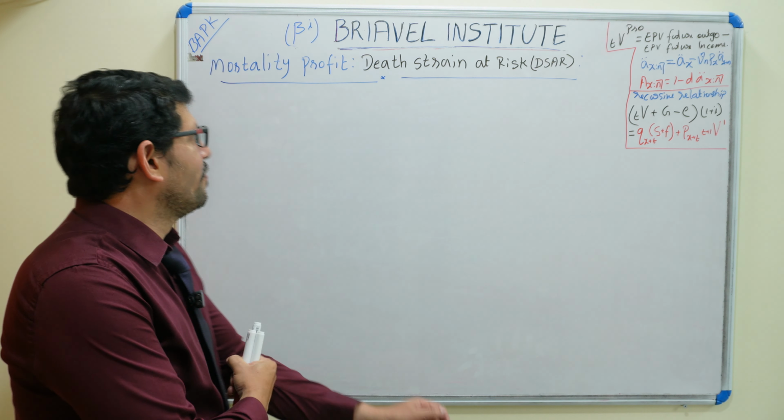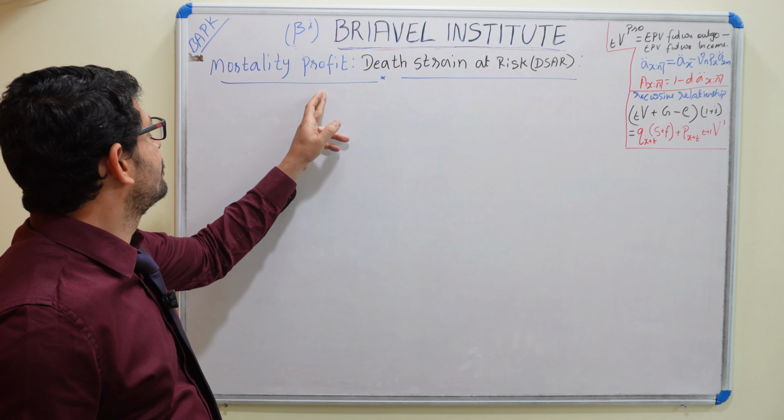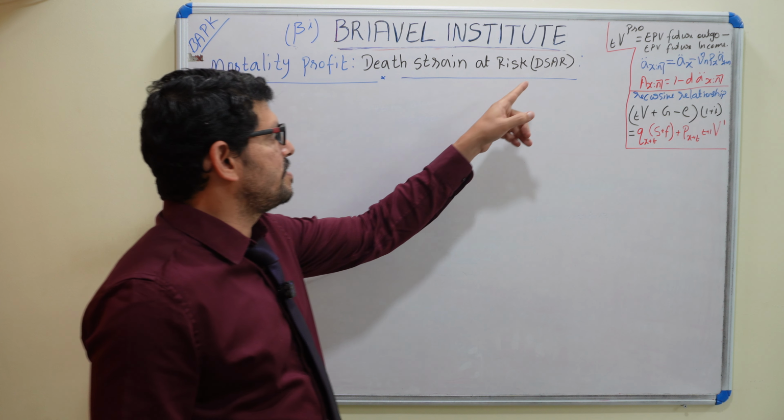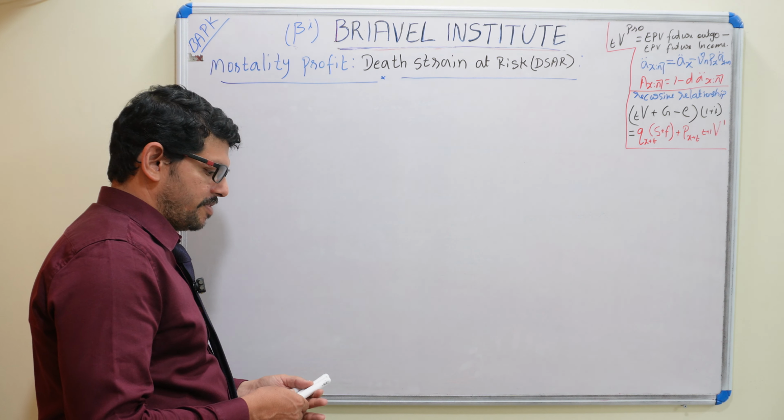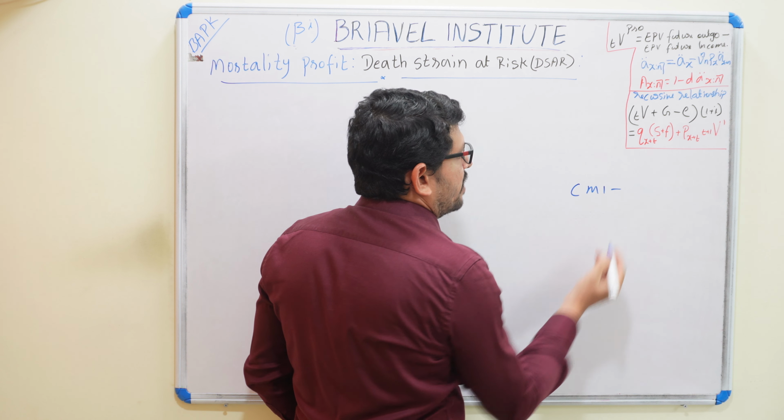Welcome to Braille Institute. Today we are discussing the mortality profit or death strain at risk. It is DSAR. This class comes under the CM1 actuarial mathematics.